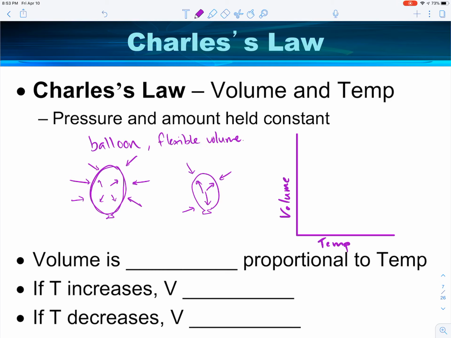You can also do this with a syringe, actually. If you fill up a syringe and plug it and then put it in warm or cold water, it will actually change. The plunger will come in and out until it reaches a certain point. So what you can see is a direct proportion. They are directly proportional. So if you increase the temperature of a balloon, its volume increases, and conversely, if you decrease it, it decreases. So at high temp, you'll have high volume. At low temp, you'll have low volume, and that looks like that. Okay?